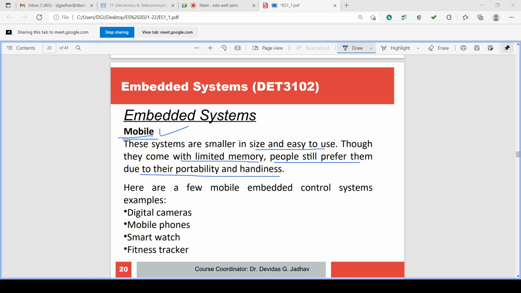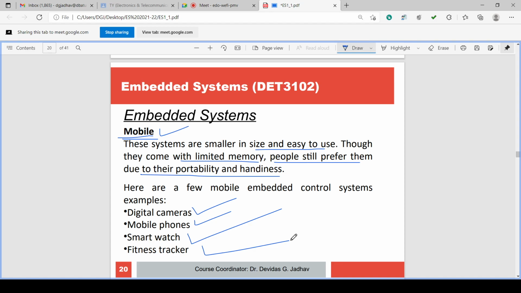Digital cameras, mobile phones, smartwatch, fitness tracker. These are some of the examples. Okay, digital cameras are there, which are embedded systems nowadays, isn't it?